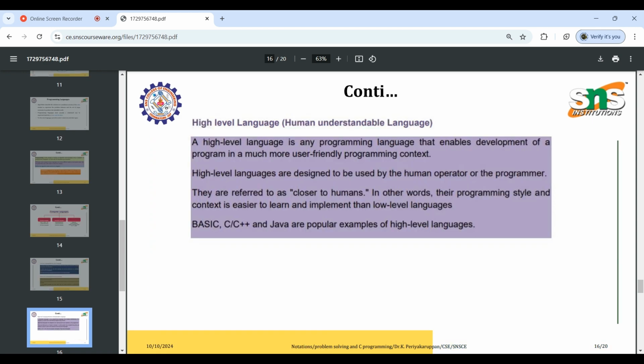A high level language is any programming language that enables development of a program in a much more user friendly programming context. These languages are designed to be used by the human operator or the programmer. They are referred to as closer to humans. In other words, their programming style and context is easier to learn and implement than low level languages. Basic, C, C++, and Java are popular examples of high level languages.